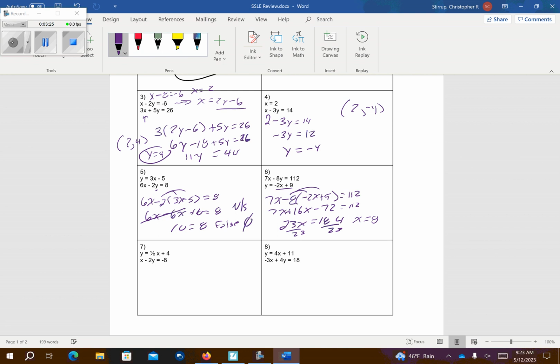Take the 8, plug it back in for x on either one. I'll plug it into the bottom one, so negative 2 times 8 is negative 16 plus 9, so y is equal to negative 7. So my answer is the ordered pair 8, negative 7.